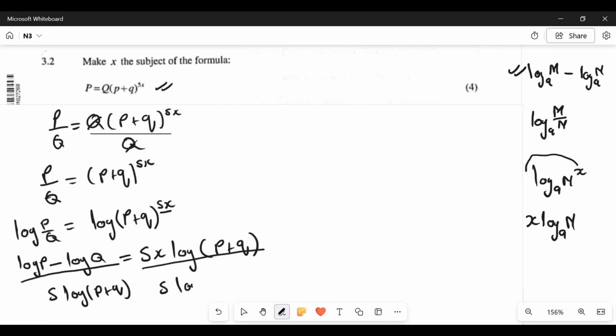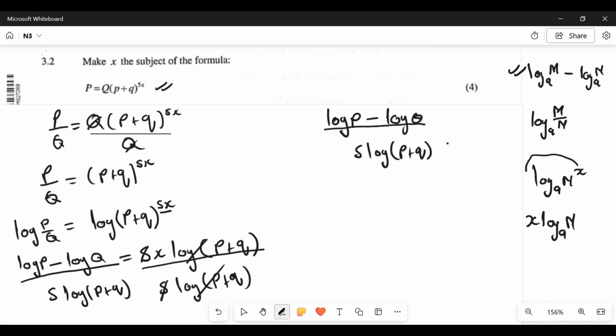5 log p plus q. This 5 and that 5 will divide each other, and then this log here and that log will divide each other, so you're actually left with the x there. I'm going to do it here on top. We're going to be left with log p minus log q on the right hand side, all this divided by 5 log p plus q. This is equal to x.